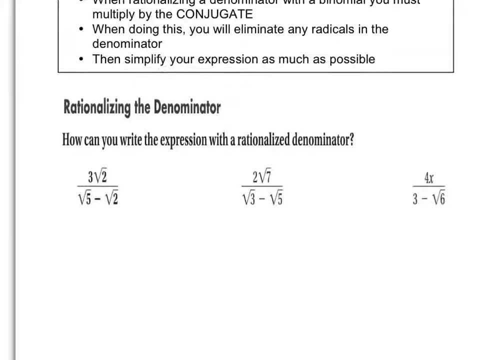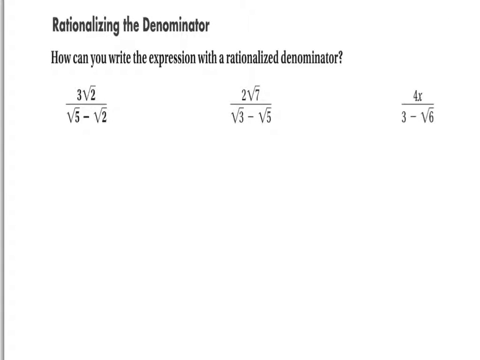Once you do that, you're going to need to simplify your expression as much as possible. All right, so how can you write the expression with a rationalized denominator? First example, we're going to multiply the top and the bottom by the conjugate. As you look at the denominator here, we want the opposite of the second term. So really, we're going to multiply by the square root of 5 plus the square root of 2 on the top and on the bottom.